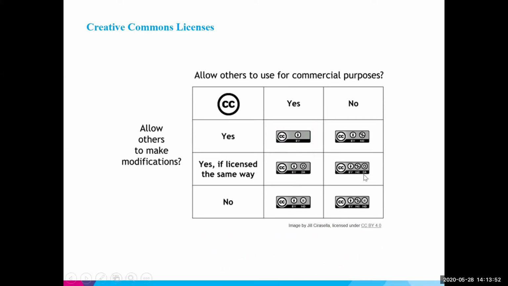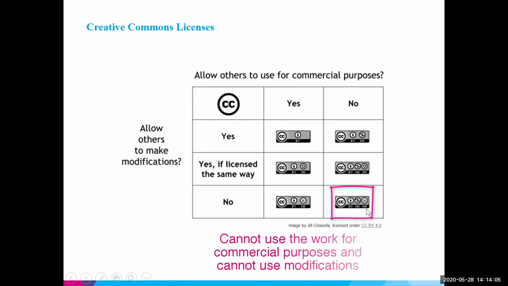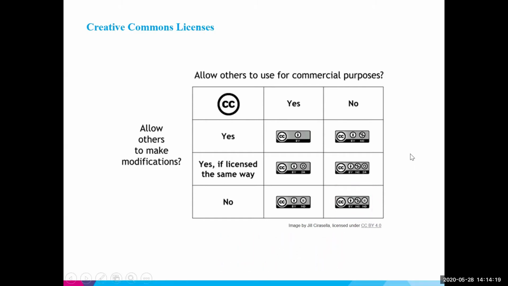And there are various other restrictions that can be put on work. So this is the most restrictive license. This is the CC BY NC ND license, which means that you can't use the work for commercial purposes, and you also can't make modifications on it. So basically what you can do with a work that has this license on it is distribute it. So various open access journals will use one of these licenses. A lot of the time you'll see the CC BY license, but you may see one of these other licenses as well.